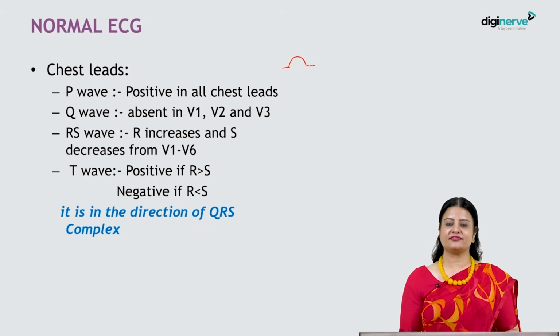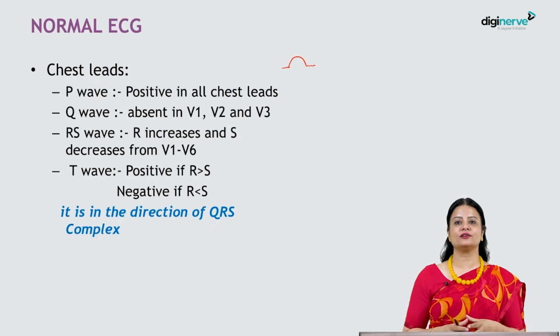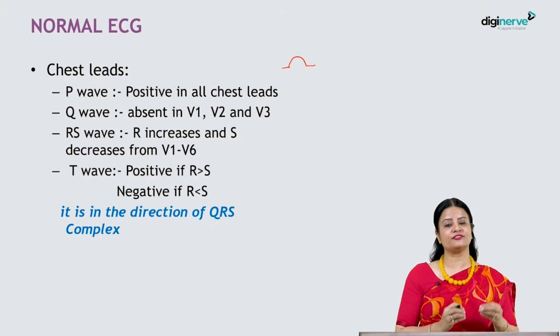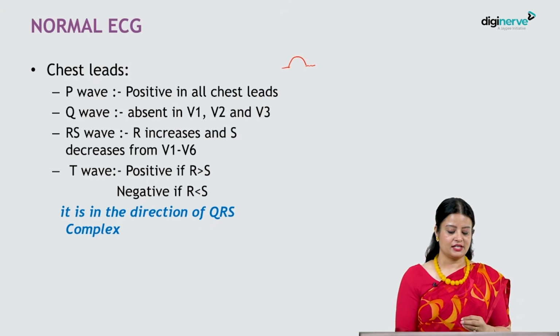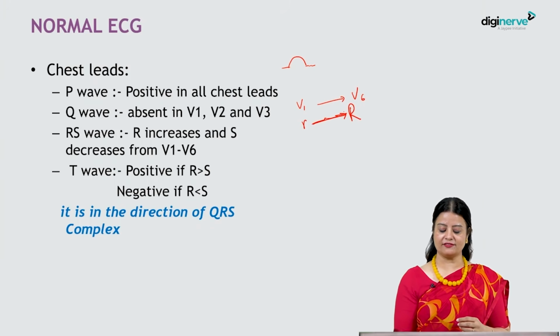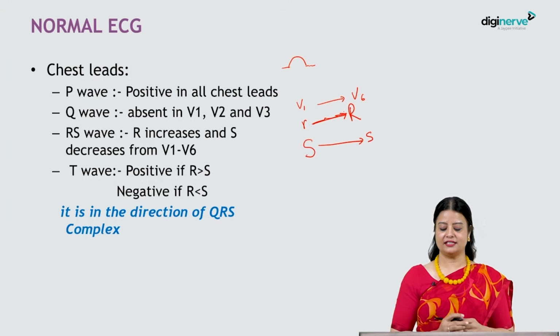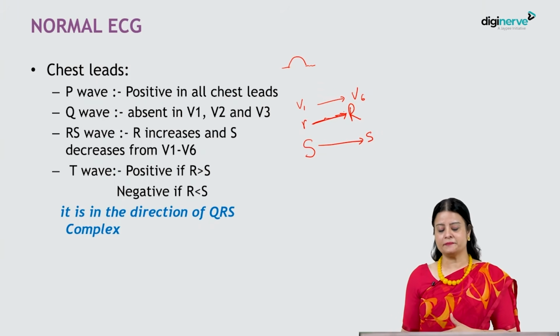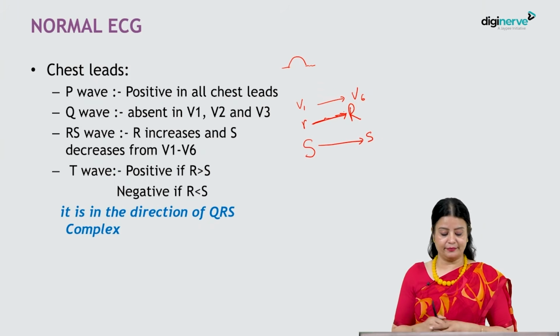The R wave and the S wave, it follows a very particular relationship as we proceed from V1 to V6. So as we proceed from V1 to V6, the magnitude of R wave increases and the magnitude of S wave decreases as we move from V1 to V6. We will see in the coming slide that how it happens.